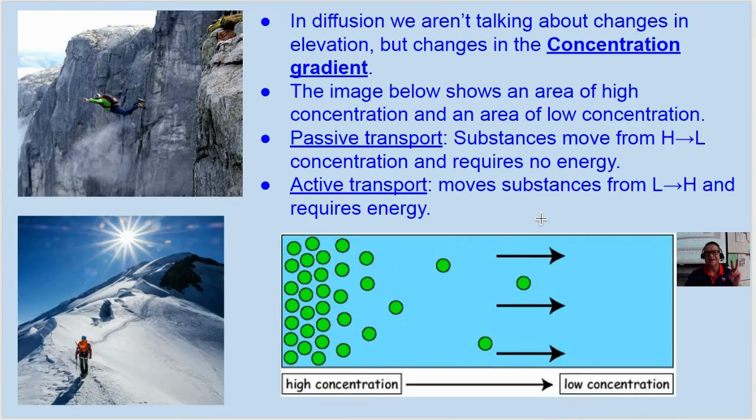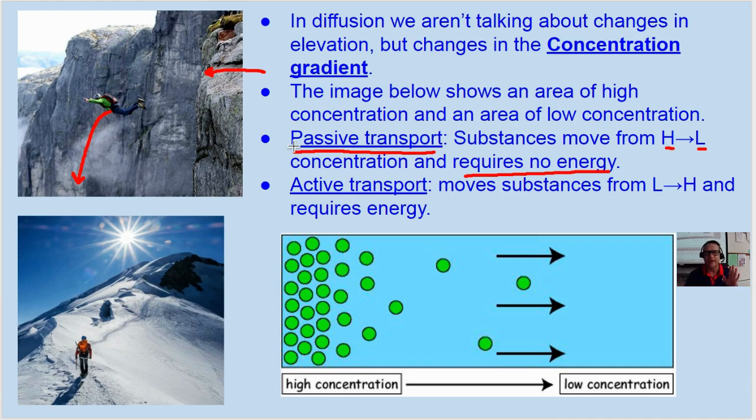All right, so two broad categories of cell transport, how things go into and out of cells. One's called passive transport, which is where substances move from high concentration to low concentration and requires no energy from the cell. So that's like this guy right here. He's real high on top of the mountain and he's jumping off the mountain. He's going from high on top of the mountain to lower. He's going to fall down low. This guy does not have to flap his wings to fall. He's going to fall all by himself. It will require no energy.